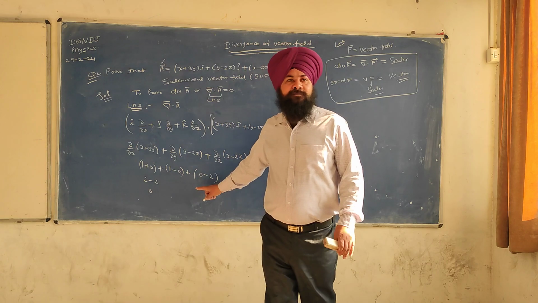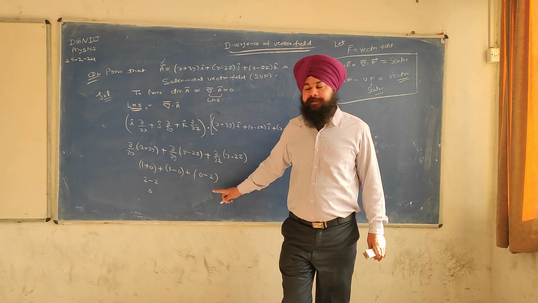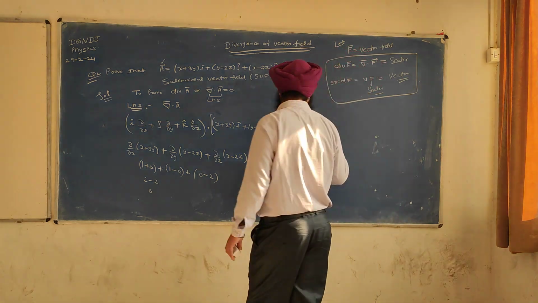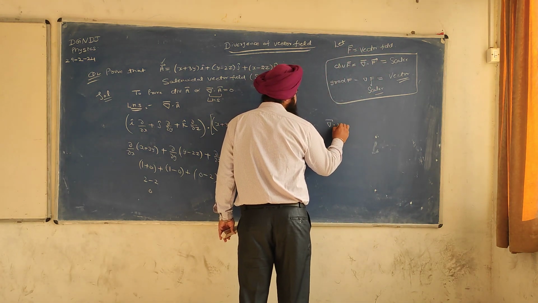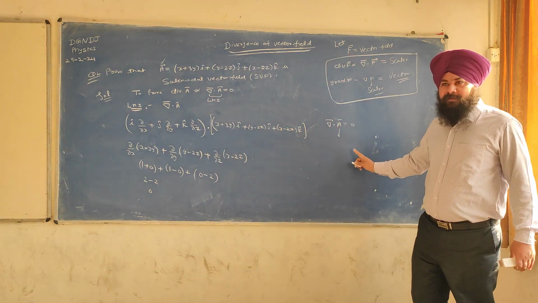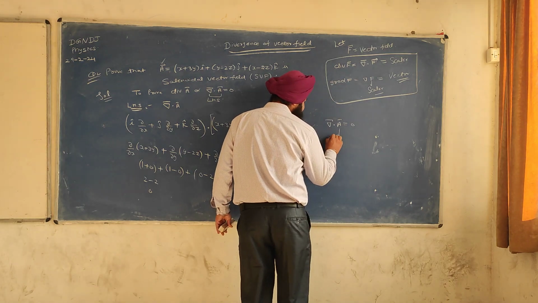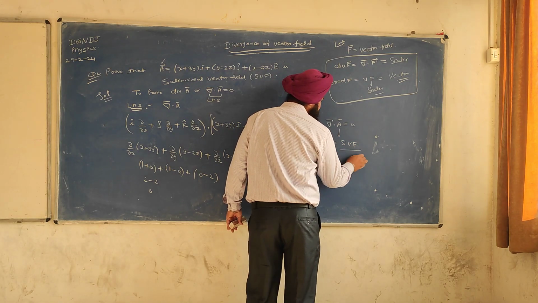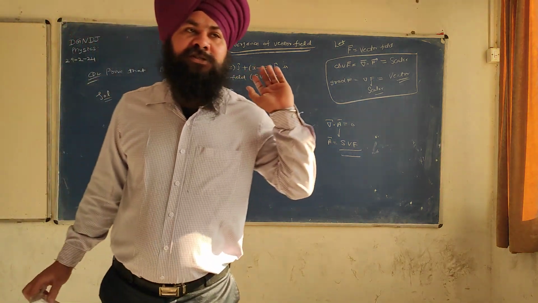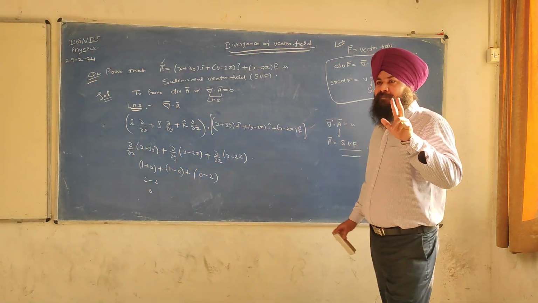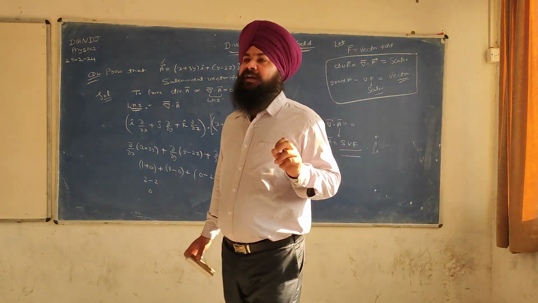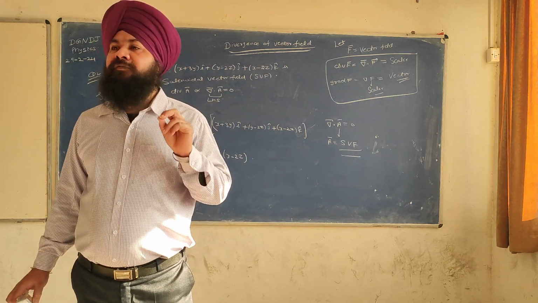Are you getting this? Okay. So the del dot A comes out to be 0. It means this A vector is a solenoidal vector field. A numerical is definitely asked on this topic, for 2 marks: prove that this vector is a solenoidal vector field.